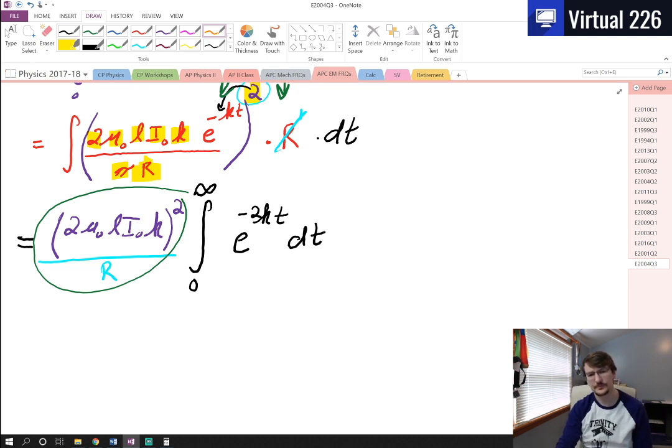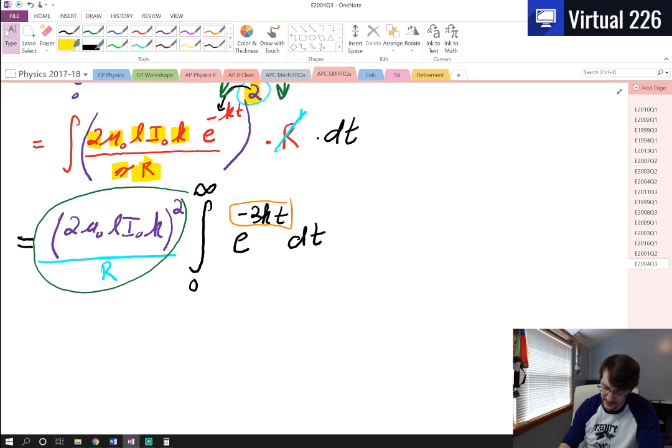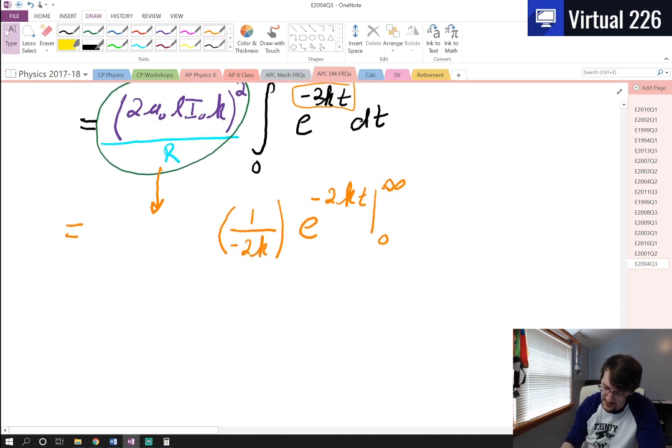To take this integral, remember whenever you take the integral of an exponential, you take the derivative of the exponent and then divide by it. So if I take this exponent here, negative 2kt, and take the derivative of that with respect to time, I get negative 2k, and then I divide by that negative 2k. So this is going to give me my big constant thing out in front, and then 1 over negative 2k times the exponential again, e to the minus 2kt, going from 0 to infinity.